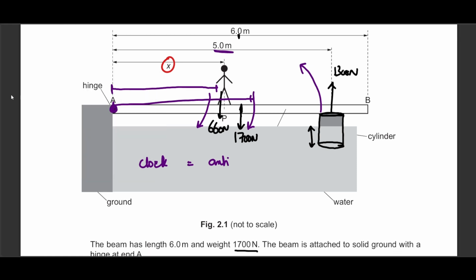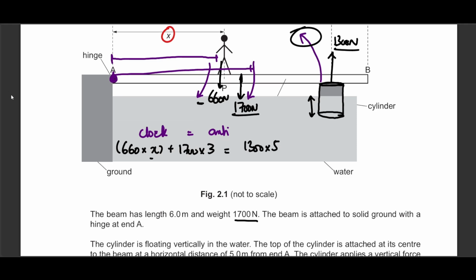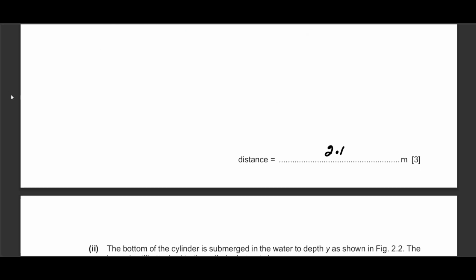So the clockwise moment is 660, but it is at a distance of x, which we don't know. So let's write down 660 times x, bracket close, plus the other clockwise moment, which is 1700 Newtons at a distance of half of 6, because it's a uniform rod. The center of gravity will be at 3 meters, half of 6, so this will be 3, equals the anti-clockwise, which is this one. So this should be 1300 multiplied by 5. Now your job is to perform the algebra or arithmetic, so the x comes out as 2.12. So you can write down that answer over here as 2.1 meters.